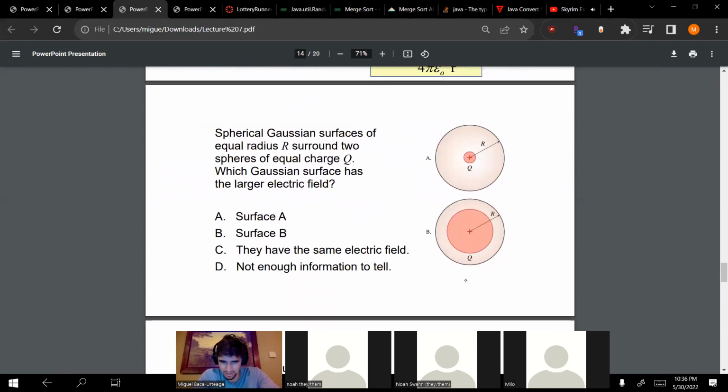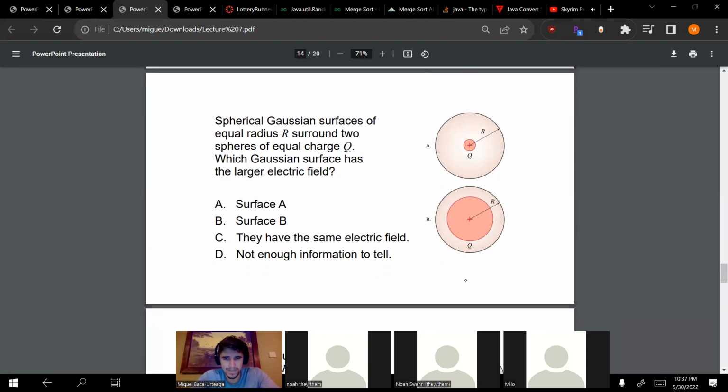Let's see. In this instance, the spherical Gaussian surfaces of equal radius r surround two spheres of equal charge Q. Which Gaussian surface has the larger electric field? Now keep in mind that in terms of flux questions, it depends on the internal charge. So I'm going to go with they have the same electric field on this one. And you're saying that because the charge is the same, right? Mm-hmm. Okay, that's what I'm thinking.